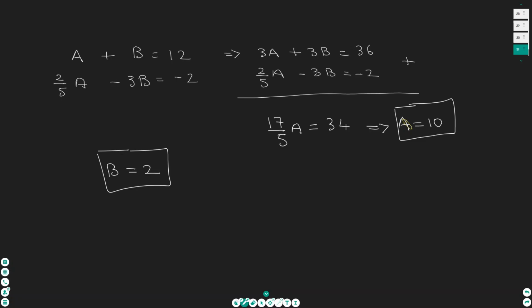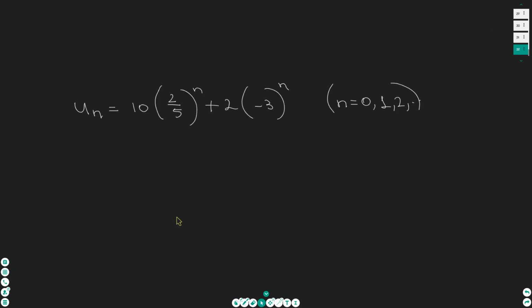So I found the two constants, a and b. The a is 10 and then b is 2. Then I can write the closed form as un equals 10 times 2 over 5 to the power of n plus 2 times minus 3 to the power of n, and n takes values from 0 up to infinity.